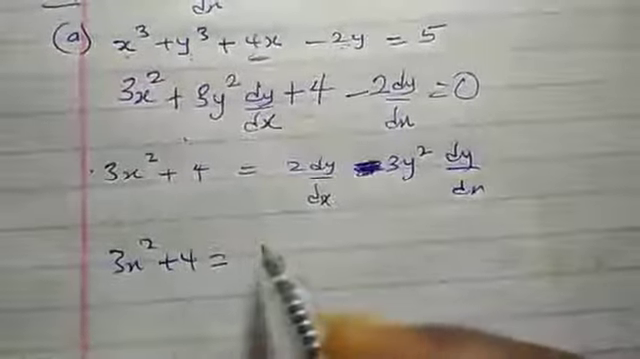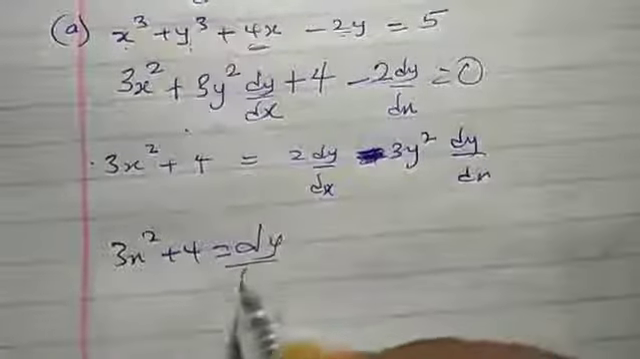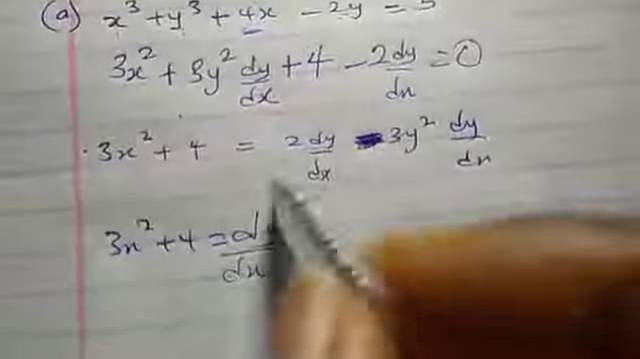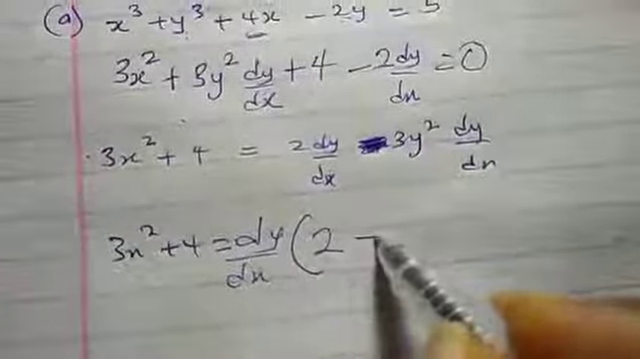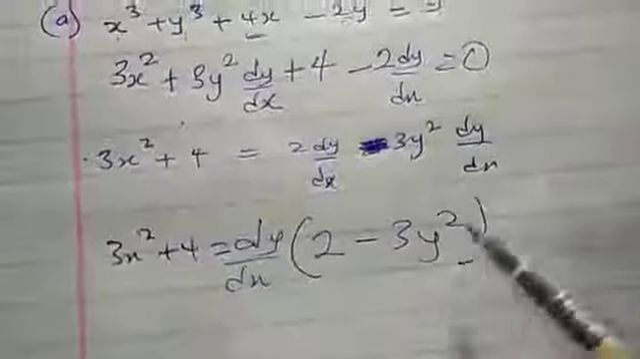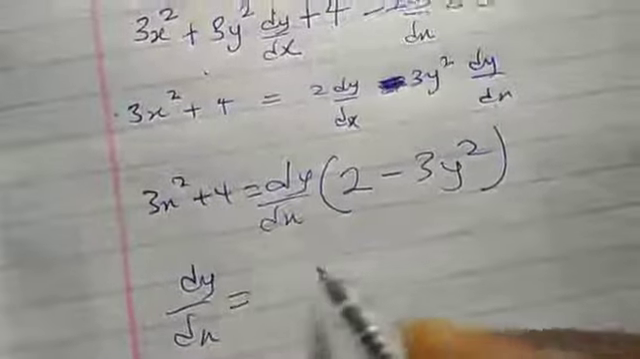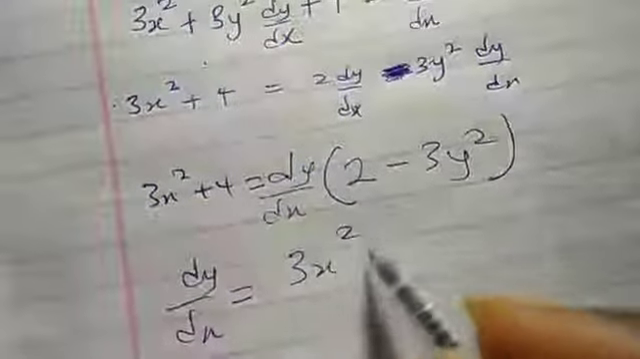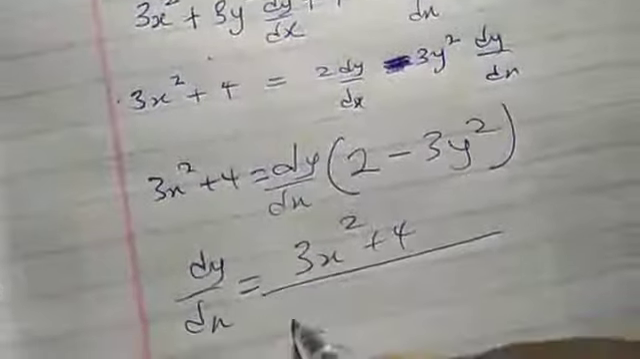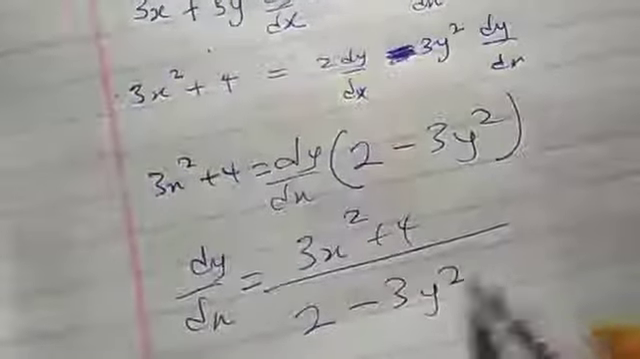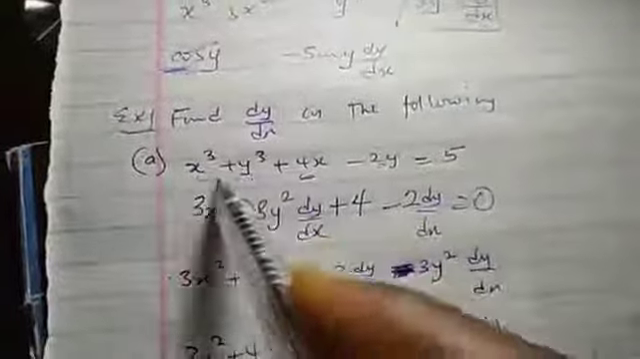From this place, you make the dy/dx the subject of the formula by first factorizing. The dy/dx is common. That will be 2 minus 3y squared. Then finally, our dy/dx that we are looking for will now be equal to 3x squared plus 4 over 2 minus 3y squared. So this is our dy/dx. This is the differentiation of this implicit function.